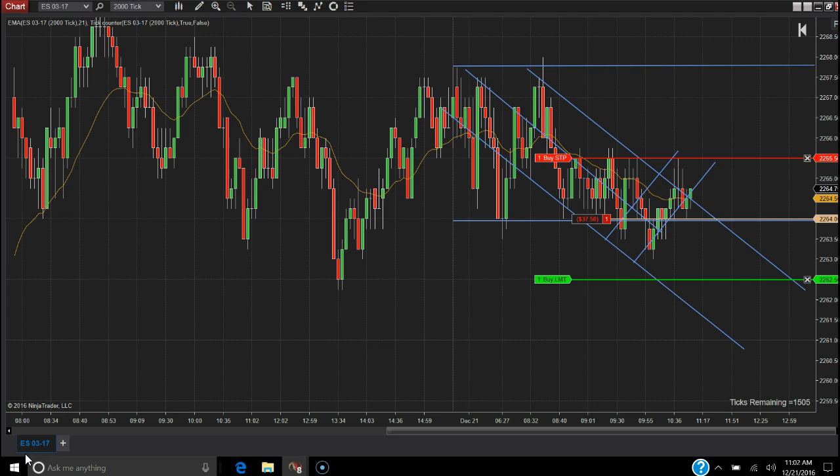We've already scooped, I think it was 8. So we're at 2 points, 8 ticks, $100 for the day. It's taken a little while because volume is really light through the rest of the year. I got this on a 2,000 tick regular candlestick chart. What does that mean? Every 2,000 transactions, buy or sell, is going to print on our chart.